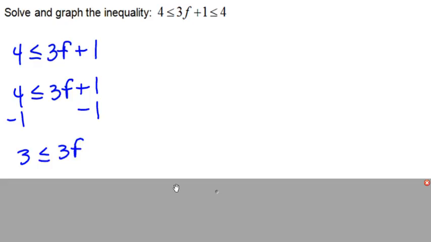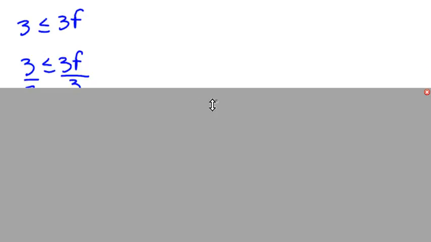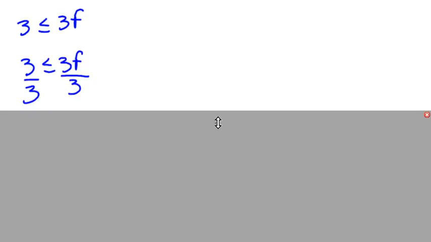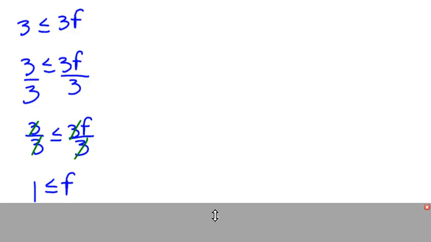The next part we would have to undo is our multiplication. In order to undo that, we would divide each side by 3 for our inequality. That would result in 1 is less than or equal to f. So we've solved for the first rule of the inequality.